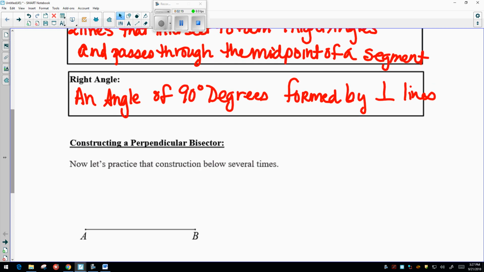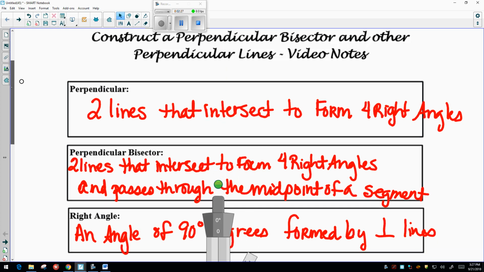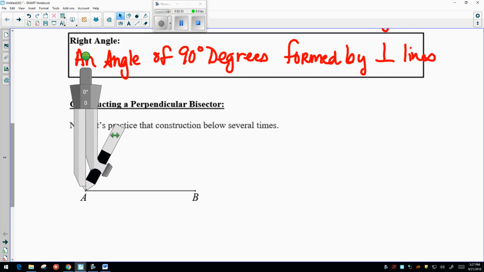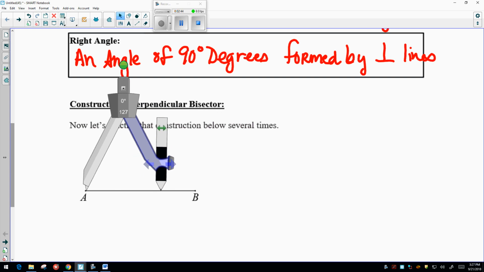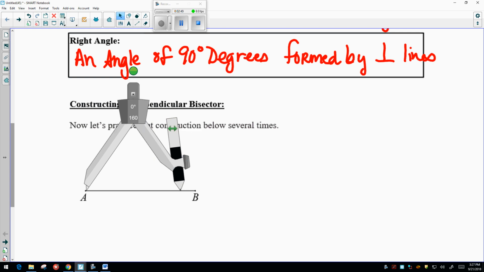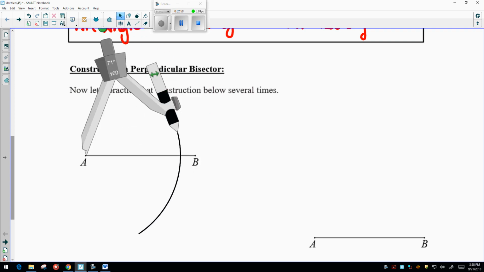And what we need is a compass. So I'm going to get my compass tool. Anytime we're saying construct, it always means with a compass and a straight edge. So we're going to construct a perpendicular bisector. The very first thing you want to do is put your compass's sharp point on one of the endpoints and open up your compass so it's at least more than halfway. You can also go all the way to the end of the segment if you'd like. You don't have to. It just has to be more than halfway. Once you get your compass in position, draw an arc above and below the line.